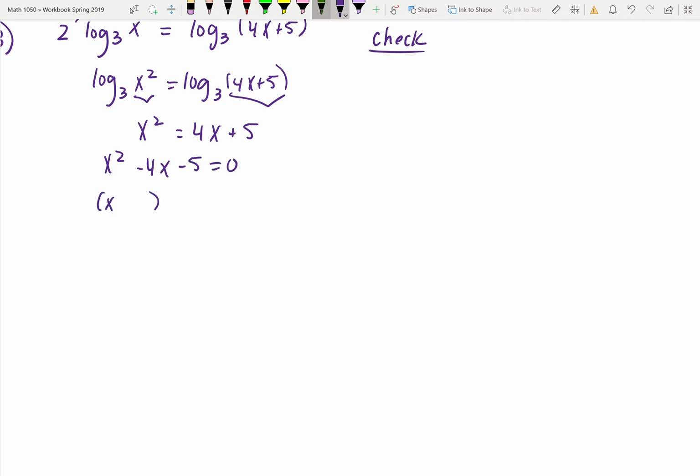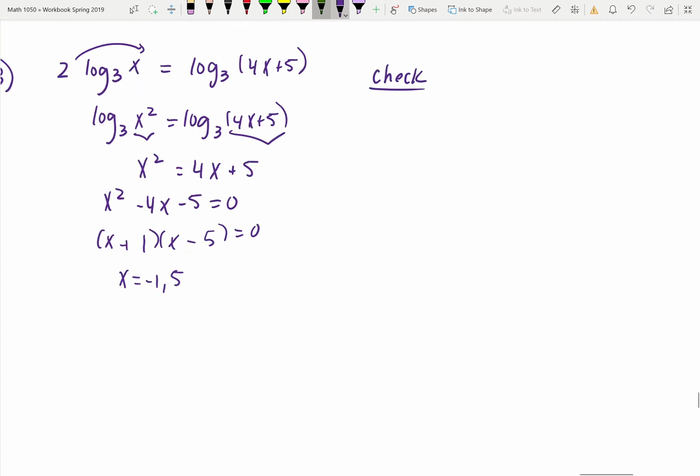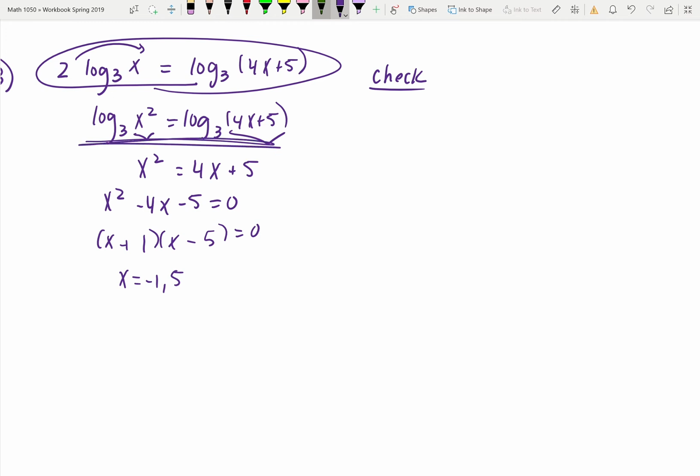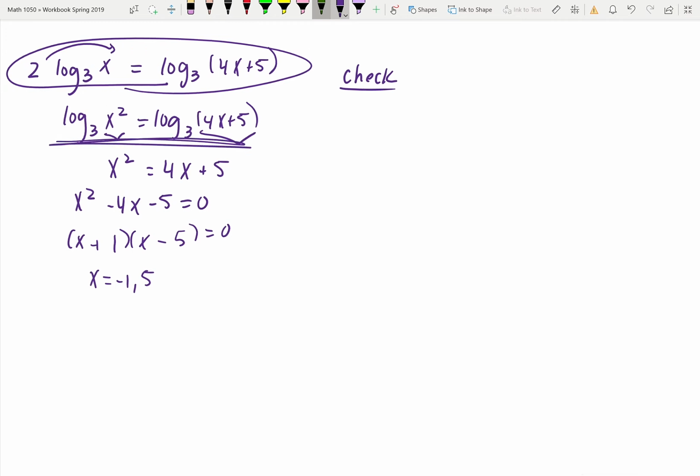Then I factor, so it goes to x and x. 5 goes to 5 and 1. Signs are different. Biggest is the negative. That gives me x equals negative 1 and positive 5. You check from the original, not from this, and you must write it clearly. So you write x equals negative 1, and then you write that equation down.